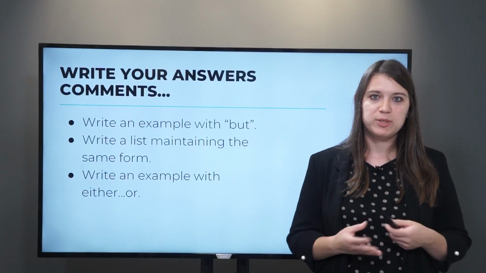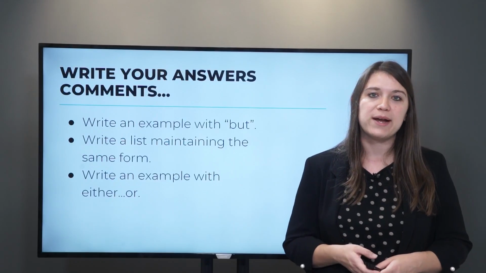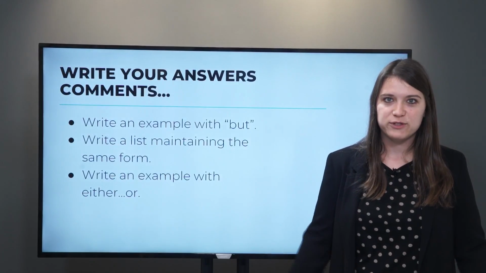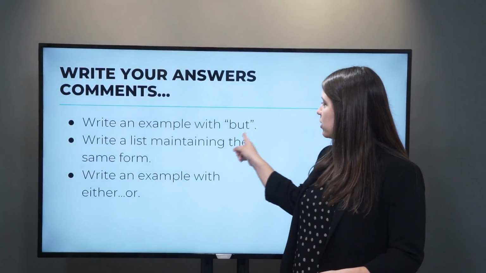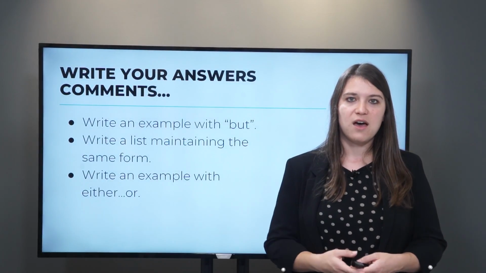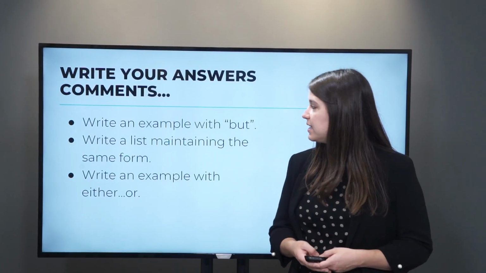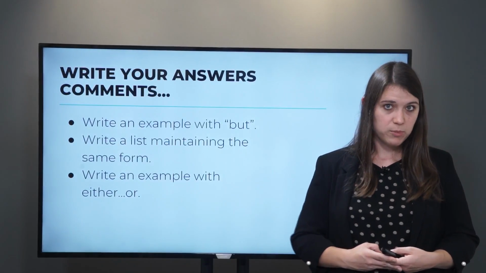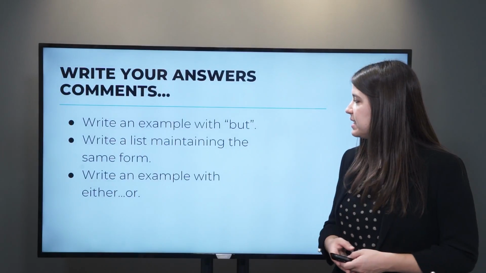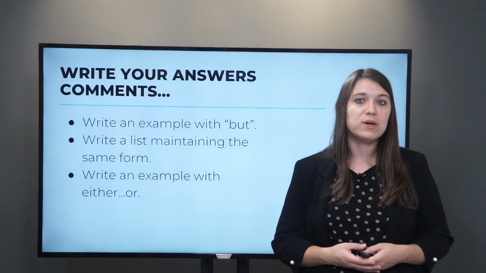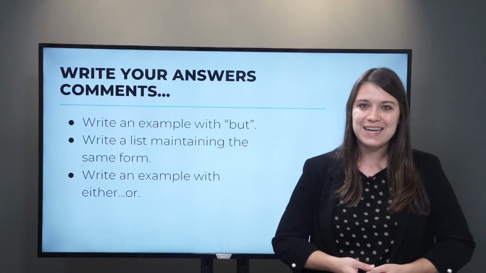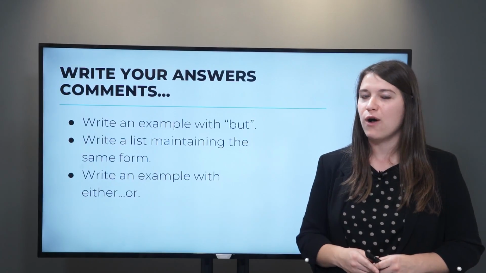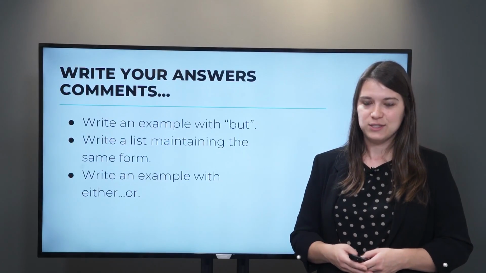All right, now let's practice together. So we're going to put together all of this information I've just given you, and I want you to practice by writing in the comments. So my first challenge for you, write an example with the conjunction but, okay? Try to think of a sentence and write it with an example with but. My second question, write a list maintaining the same form. Okay, so remember a list has multiple things in it. And write an example with either or. So remember, either or is when you are expressing two or more options. So see if you can answer all 3 of these questions correctly. Okay, this is your challenge.